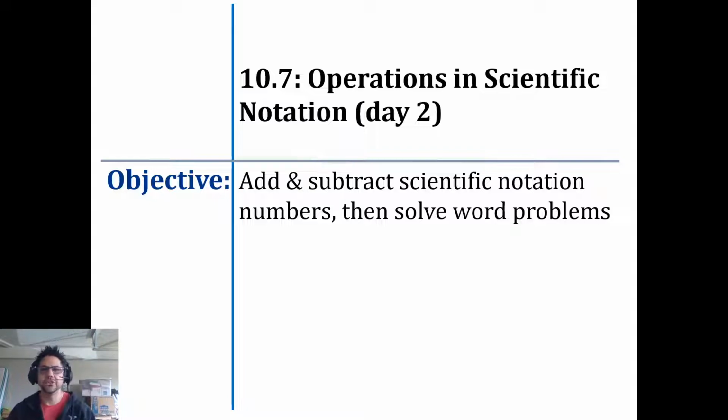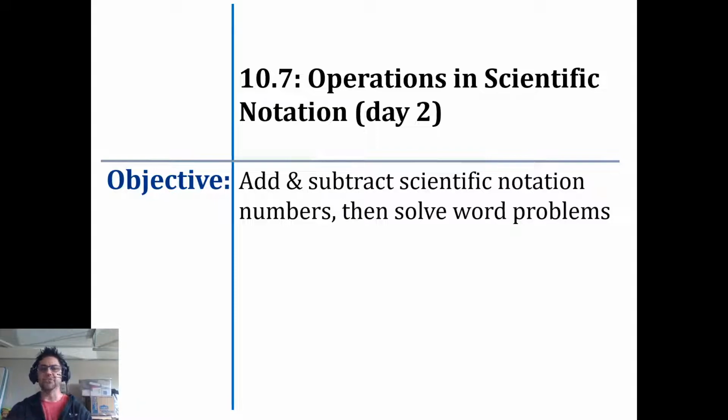We've got day 2 of scientific notation. We've got our operations. We're going to be adding or subtracting. So I can add and subtract scientific notation numbers, then solve word problems. Some of your homework is going to be looking at, okay, do I need to add or subtract these numbers together? Or maybe even do I need to multiply or divide based off the previous lesson?